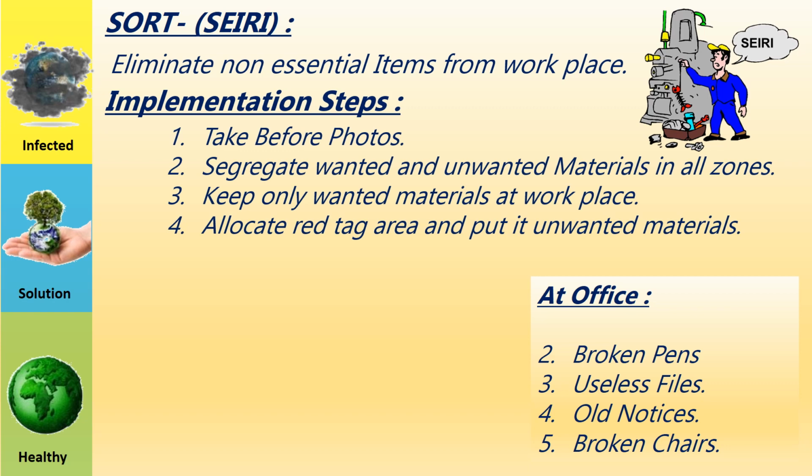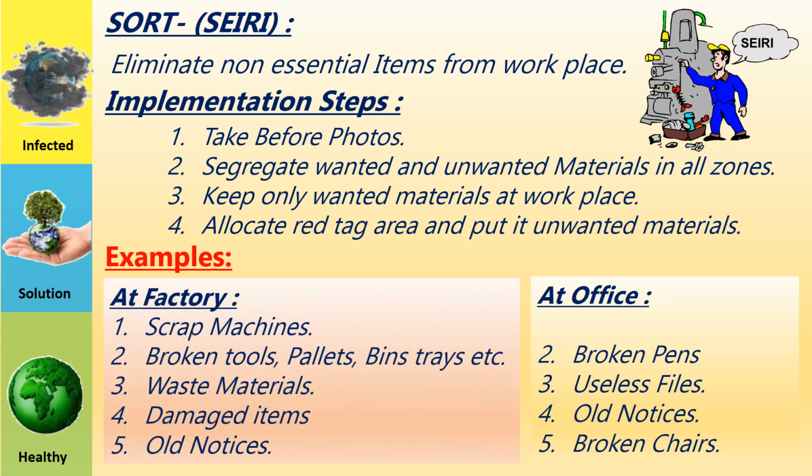First, we need to take before photos. Then we need to segregate wanted and unwanted materials in all zones. Keep only wanted material at the workplaces, allocate a red tag area and put the unwanted materials into it. So the red tag area is a separate area which we need to designate for collecting the unwanted materials.